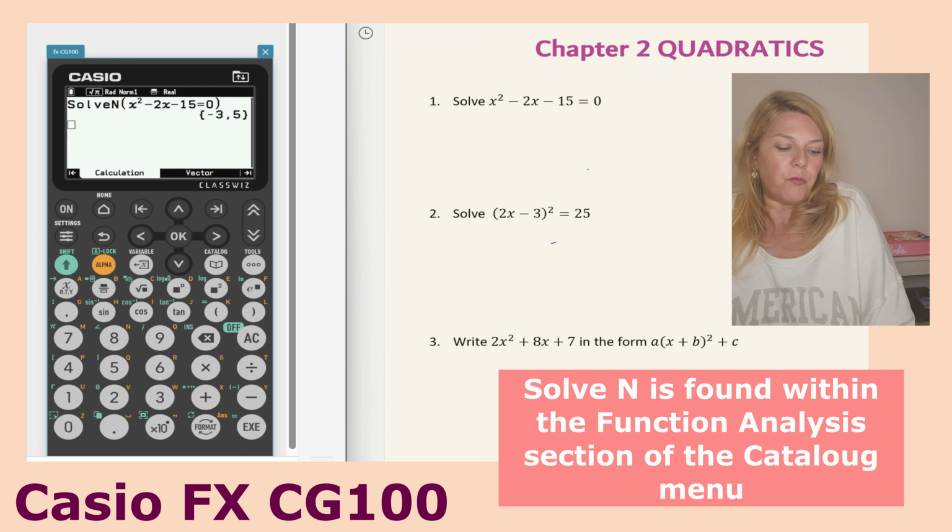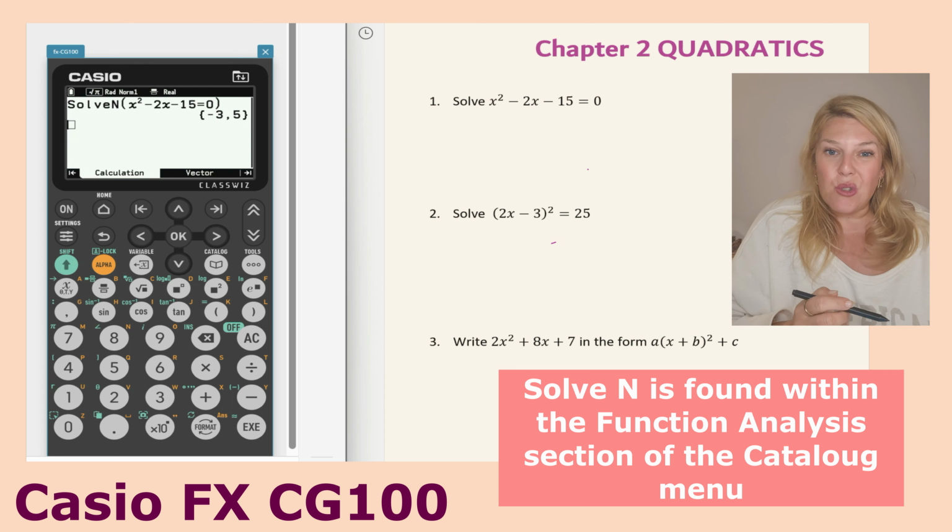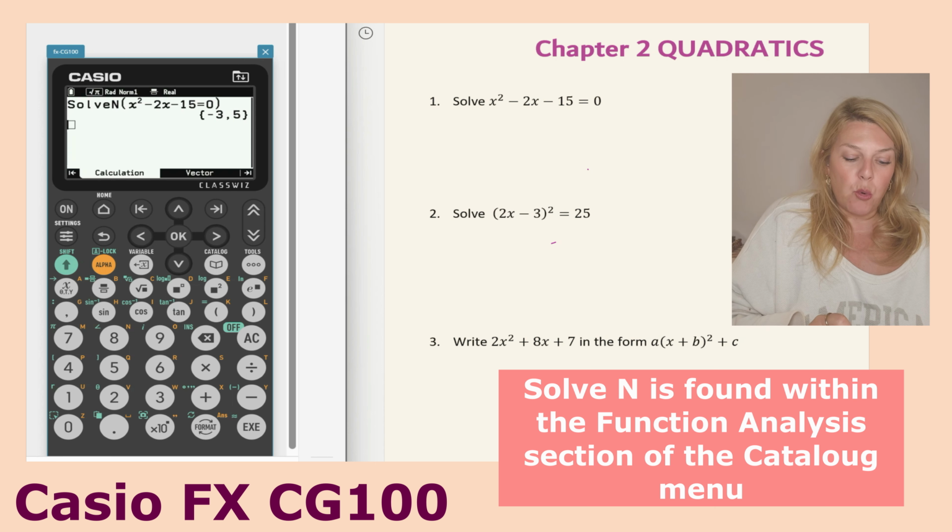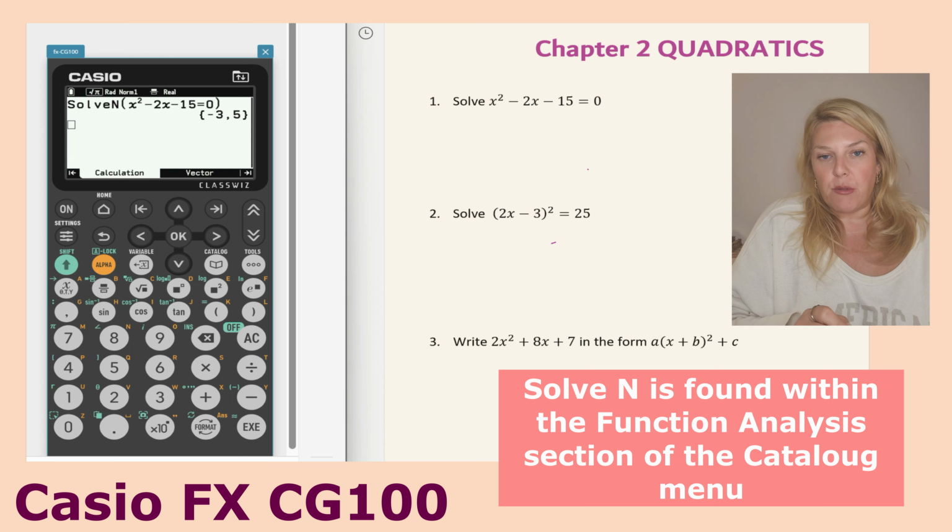So what I would do for this one is I would just use solve n. Obviously I would be manipulating this: 2x minus 3 all squared is 25.